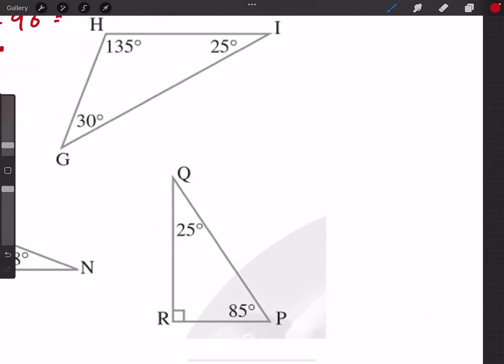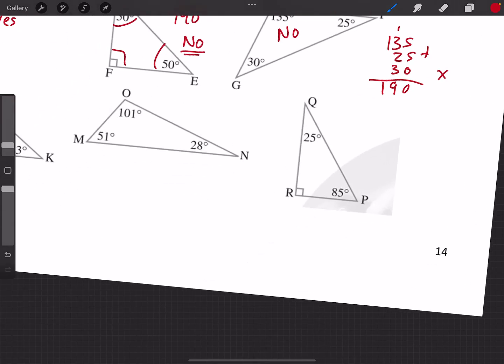Let's add these angles up. Okay, so you got 135 plus 25 plus 30. Alright, this will be 4 plus 5 is 9, so it'll be 190. Nope. This cannot exist. No triangle can have 190 degrees. They all have to be 180.